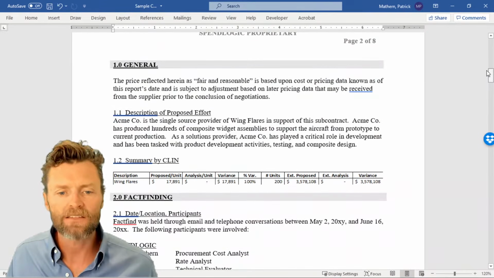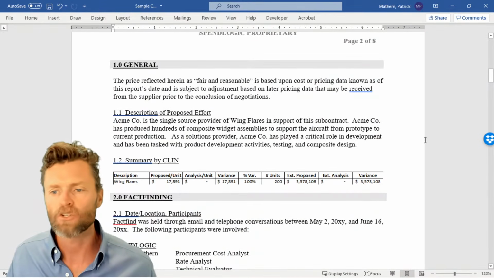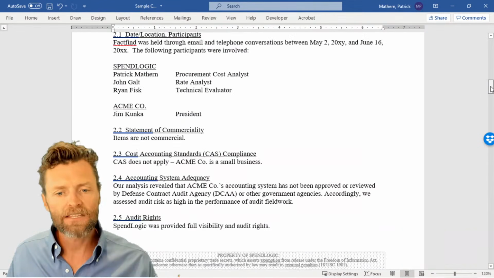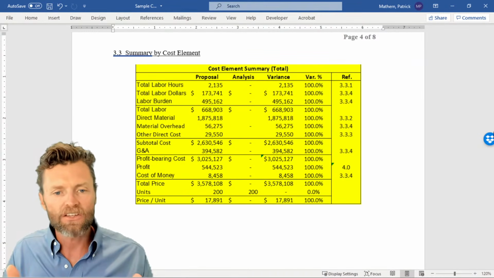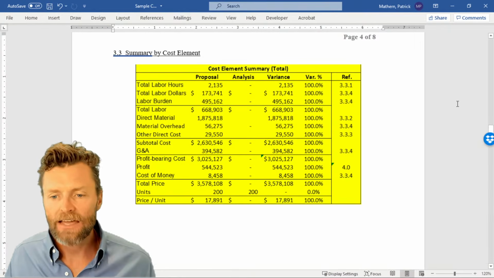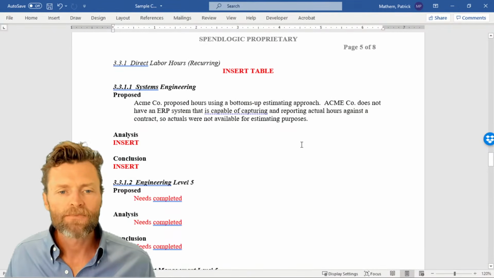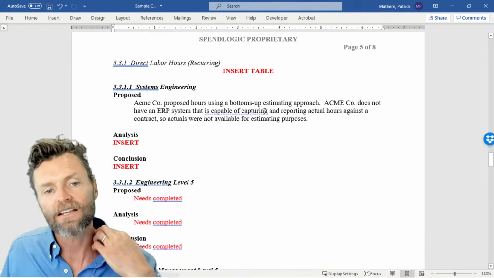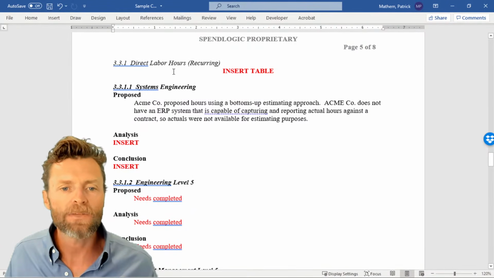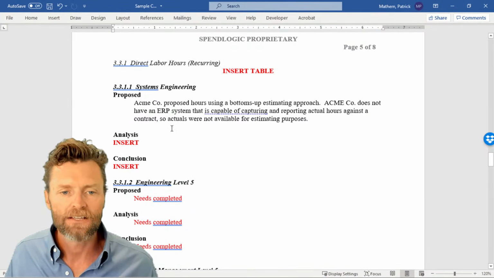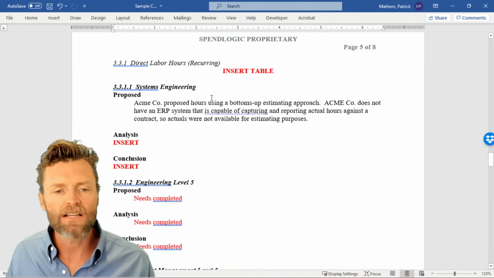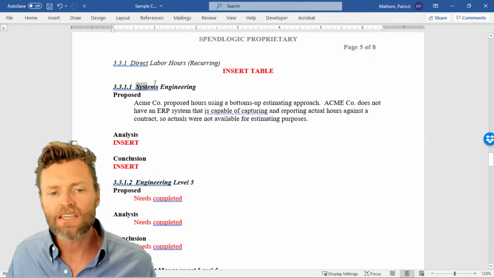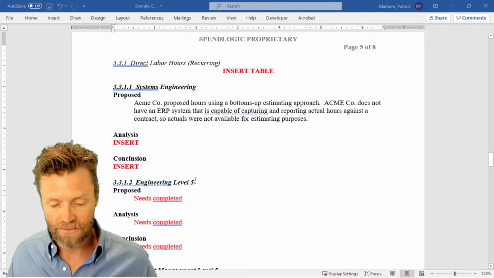Recall at the very top, I've got this very high level summary. It's just total price. The next thing that happens, I scroll down and I explode that total price, and now I can see the cost elements. As I continue down into the report, you're going to start to see that my cost elements then get blown out. So now I'm getting into direct labor hours. I've set up my cost analysis so that I get into each of the individual labor hour categories. Let me go back to their proposal.